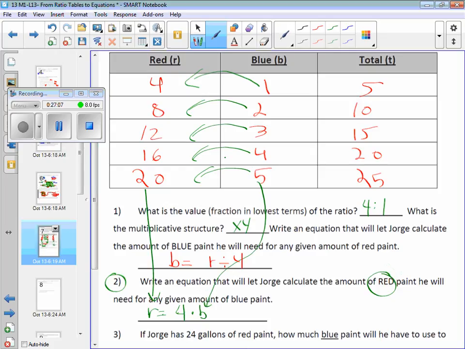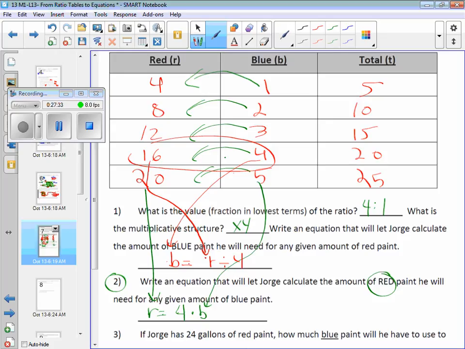Give me a set of ratios. All right, 16 to 4. 16's the R, right? That goes here. 4 is the B, right? 4 equals, or does it equal, 16 divided by 4. It works. Equation's good.